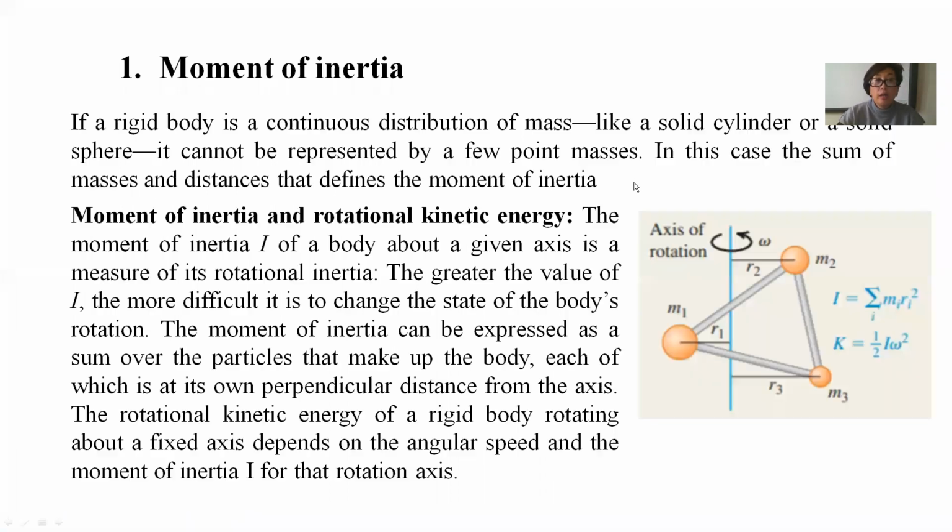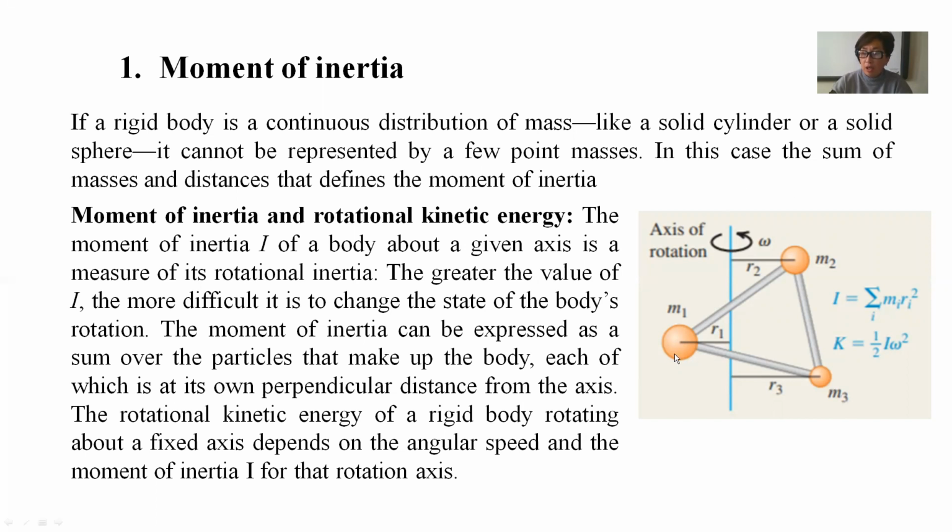Here, first, we know that a rigid body with a continuous distribution of mass, like this solid cylinder or the solid sphere, cannot be represented by a few point masses. In this case, the sum of masses at a distance is defined as the moment of inertia.